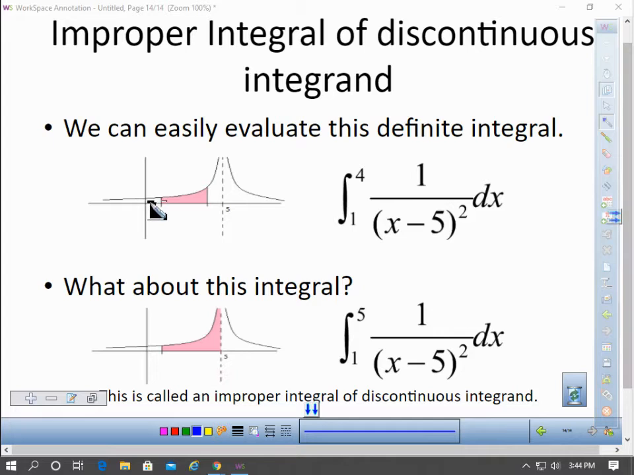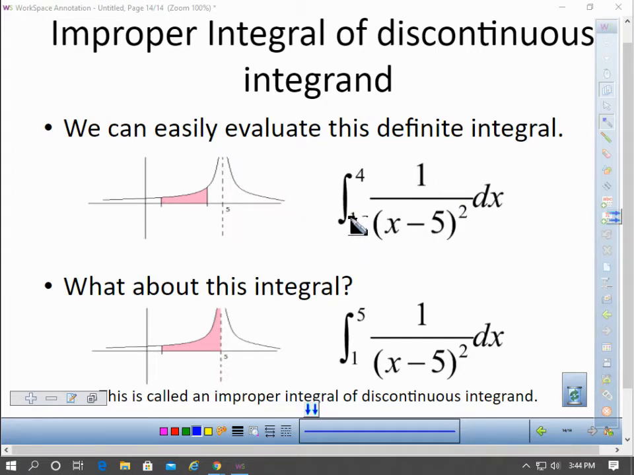So this first one, we can easily evaluate this definite integral. We can do the integral from 1 to 4 of 1 over (x minus 5) squared. So here's the picture of 1 over (x minus 5) squared. Since it's squared, it has the two hyperbola pieces, both concave up, and it has a vertical asymptote at 5. So there's a vertical asymptote right here. That's a 5 right there, if you can't see it as well. That's the graph of this function.